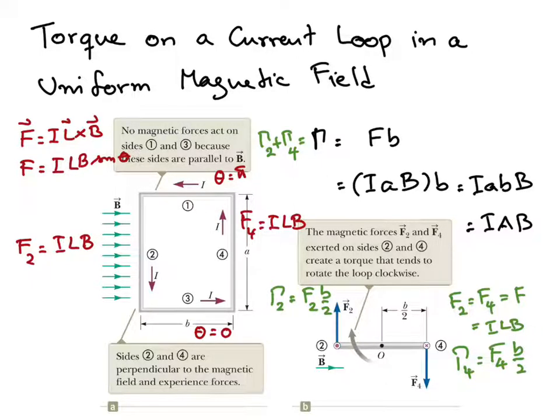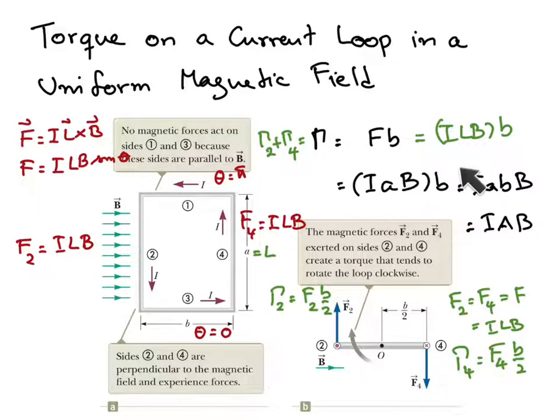But in this case, you can see that L is equal to A. A is the length of this line segment. So we have that this is I L B times B. This B is the magnetic field, but this B is the length of this segment. And L is equal to A. So we have this I A B.